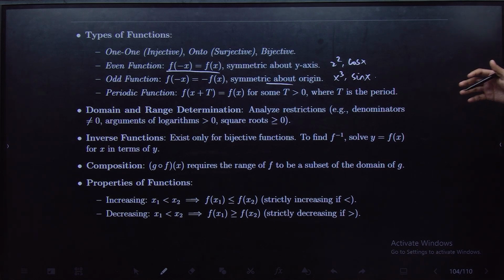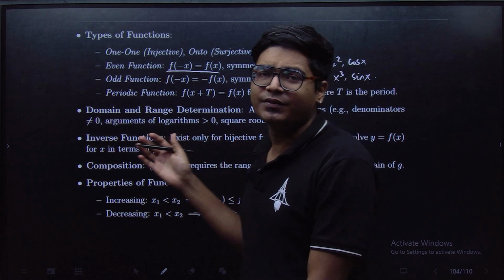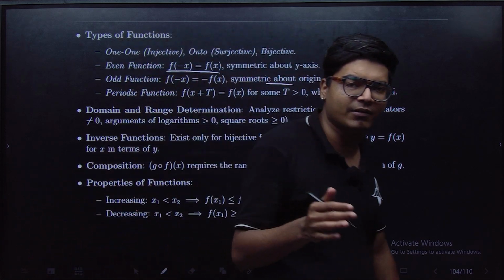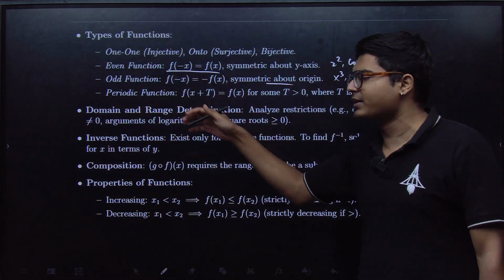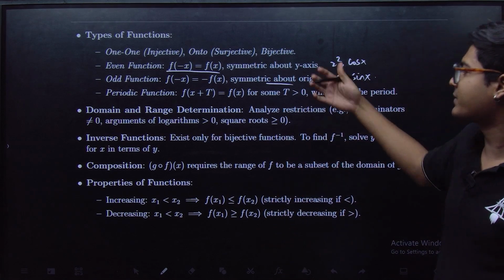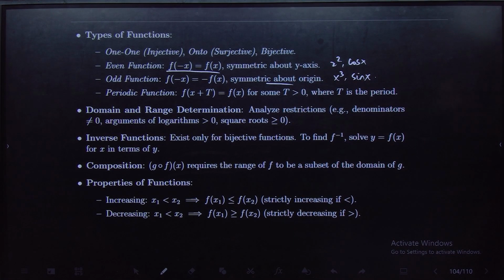For example, if you have something in the denominator, you need to make sure that for the function to be defined, the denominator cannot be equal to 0, right? Similarly, if you have logarithm of something, the argument inside the log needs to be positive, square roots need to be greater than or equal to 0, and so on and so forth, right? So that's how you determine the domain and the range of the functions.